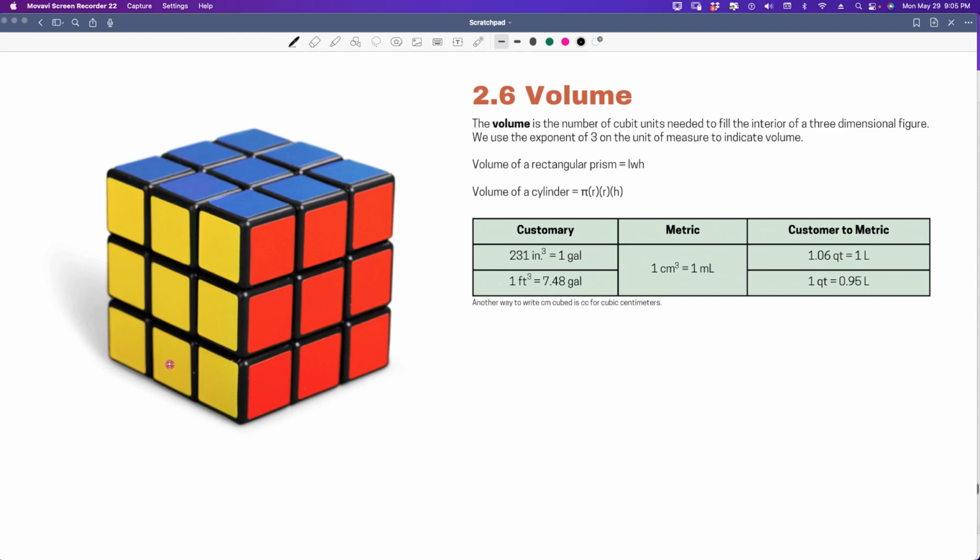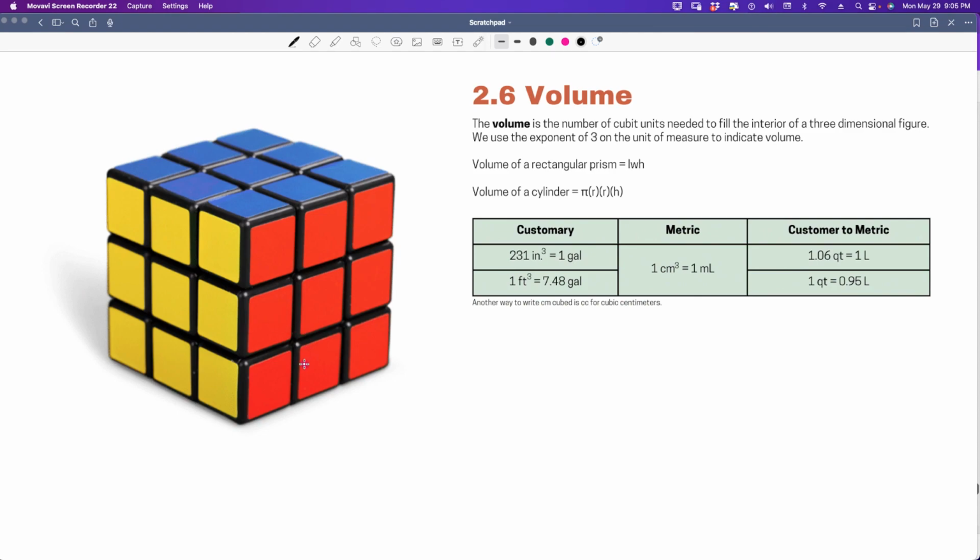Area is like a sheet of paper, right? It's flat with two dimensions. Volume is more like a box. It has those two dimensions, but then it has more. Then it has a height. Whereas a sheet of paper just has a length and a width, a box has length, width, and height.